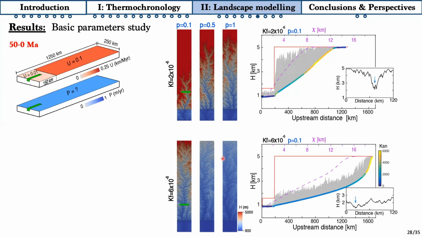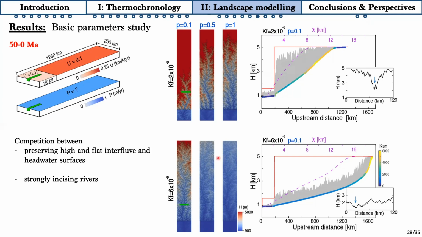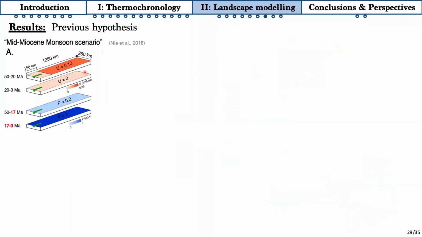So here we observe a strong competition, or kind of a trade-off effect, between preserving high flat surfaces and strongly incising rivers. So we need to keep that in mind, and I will come back to that later in my following models.